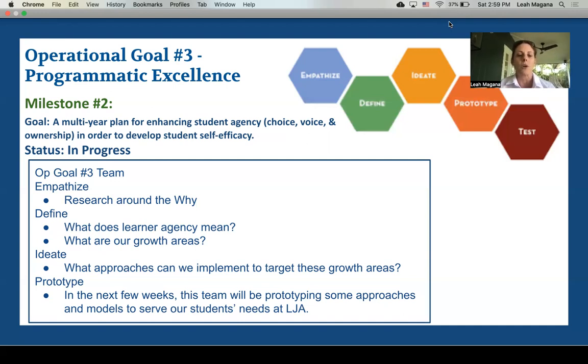So then we took those areas and we ran the Operational Goal 3 Steering Committee through a Project Zero protocol called Imagine If. And this is a design thinking routine where we look at how we can make a system more effective, more ethical, more efficient, and more aesthetic where that applies. And so that's what we did last week. We really moved from that define to the ideate.